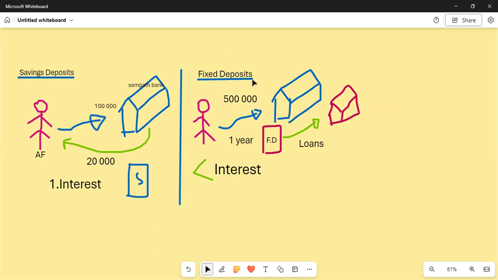Therefore, this is the way you can deposit fixed deposits, but whenever you need, you can't withdraw. There is a particular time period. Only after that can you go and withdraw. Did you all understand this? Put in the chat box. Did you all understand the difference between savings and fixed?